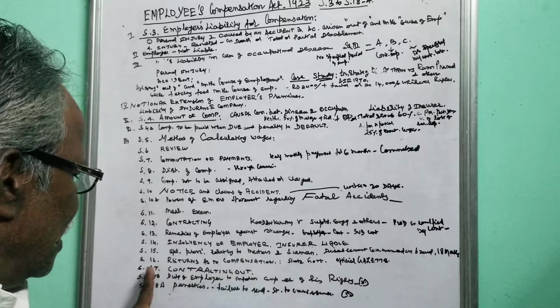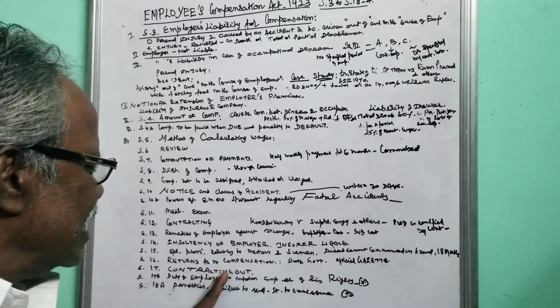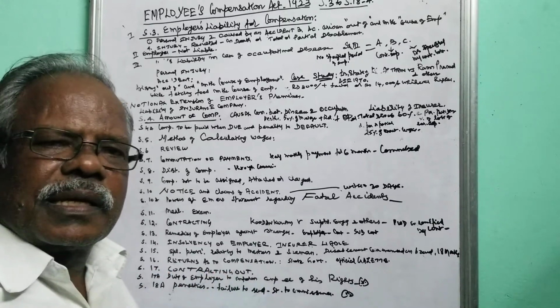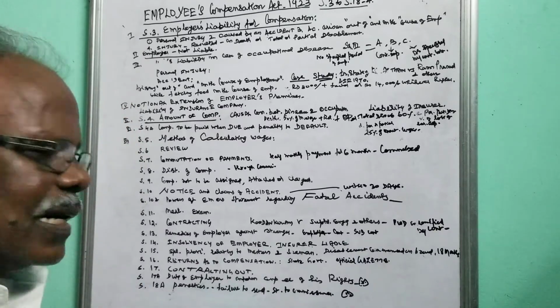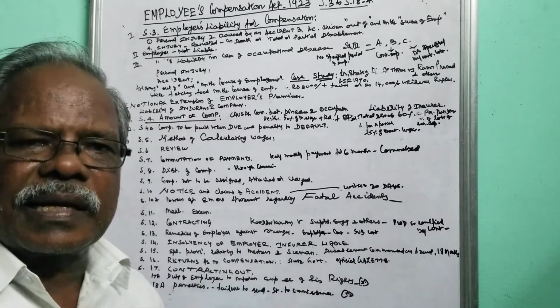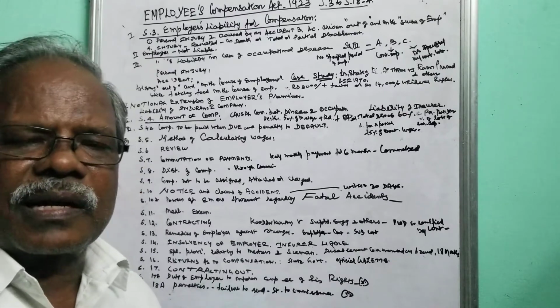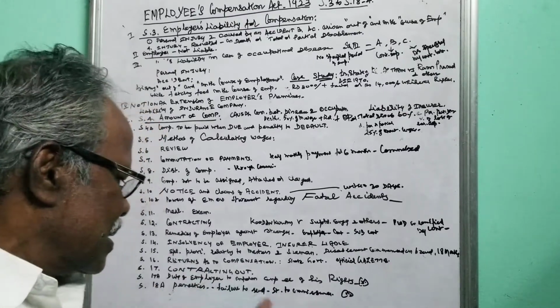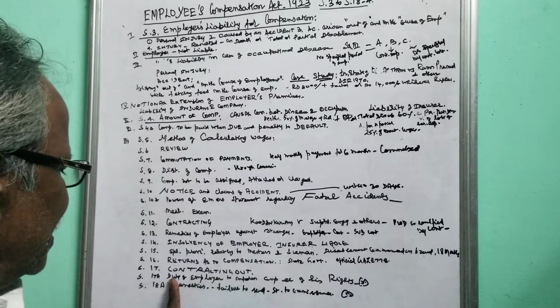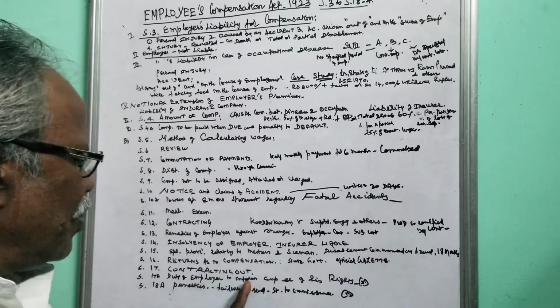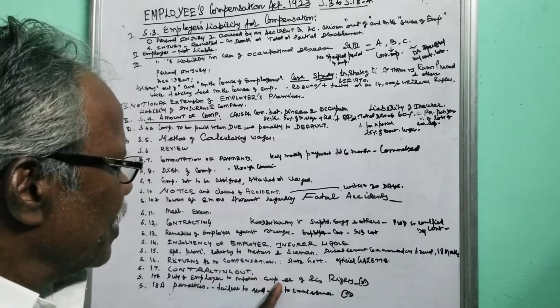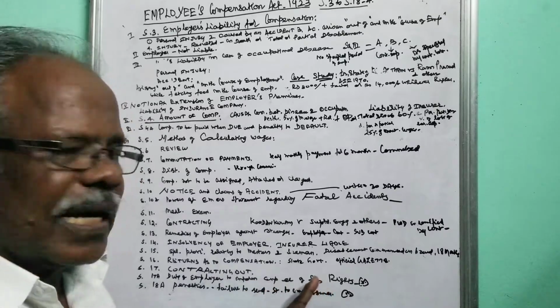Then section 17, contracting out. Suppose the work is given to some other contractor, then the contractor is liable for the compensation. That is contracting out. Then section 17A, duty of employer to inform employee of his rights.